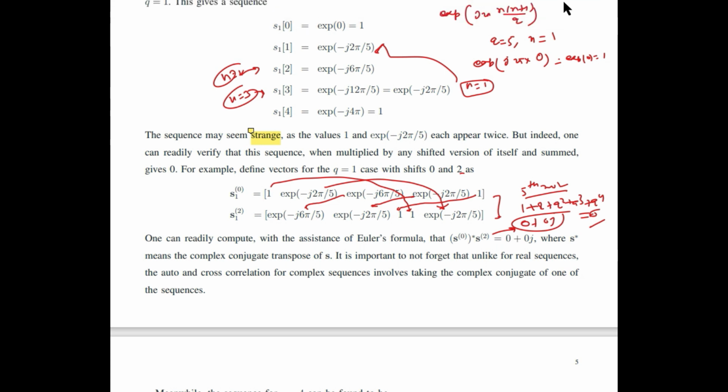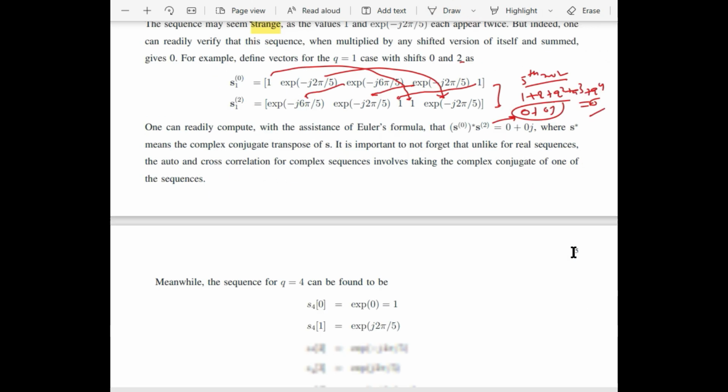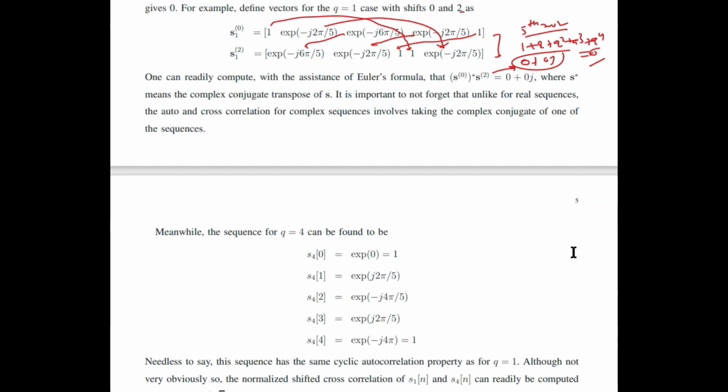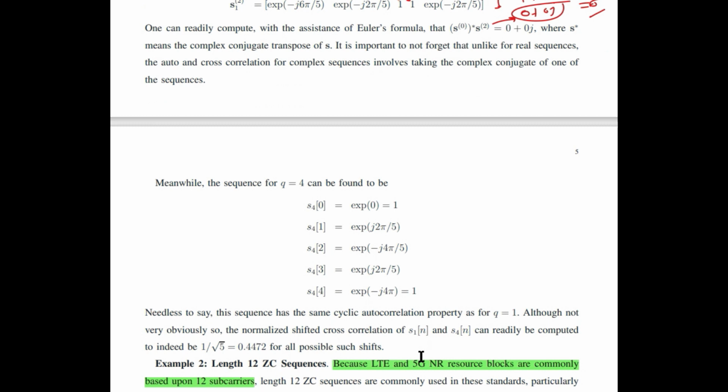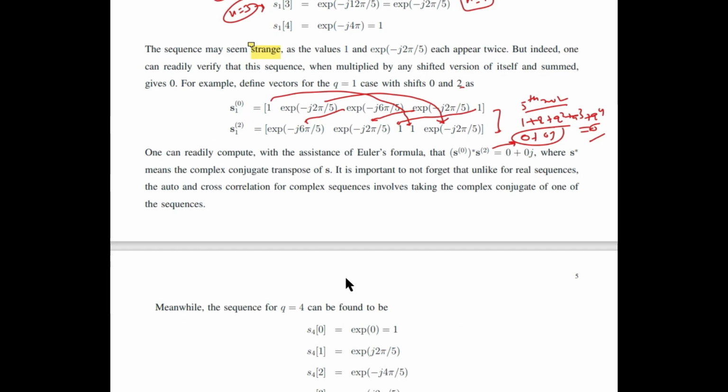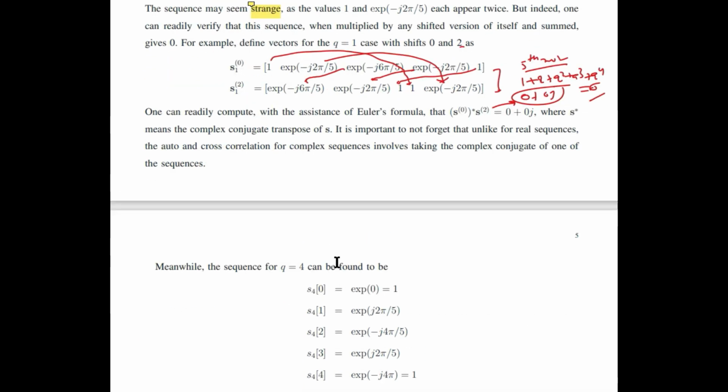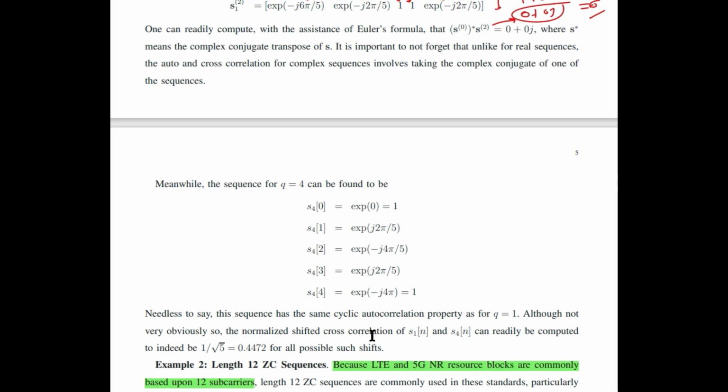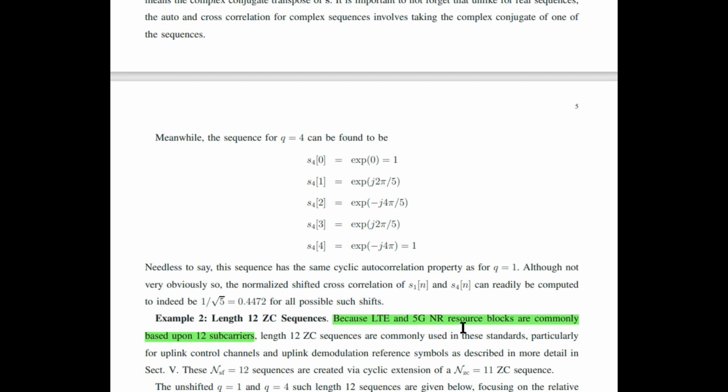Okay, so now if q is equal to 4, then simply we get this result, and you see that the sequences for q is equal to 1 and q is equal to 4 are both the same, with the same cyclic autocorrelation property. So we can simply normalize this with root N_ZC, where the N_ZC value is 5, so its value will be 0.4472 for all such cases, right? Now that is the example for an odd length.